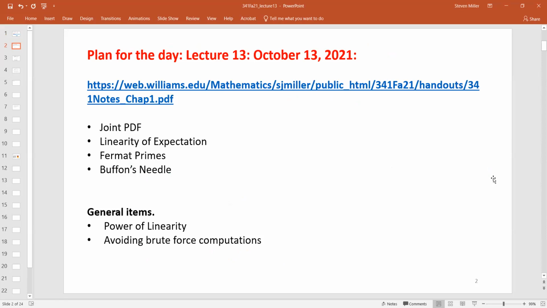We'll give some applications to estimation problems like Fermat primes and Buffon's needle, which is a great way of doing a problem multiple ways. The big item for today is to see the power of linearity. So the expected value, or the mean, of a sum of random variables is linear. This is not the case for the variance. And this is why in a lot of calculations, it's much easier to work with the mean.